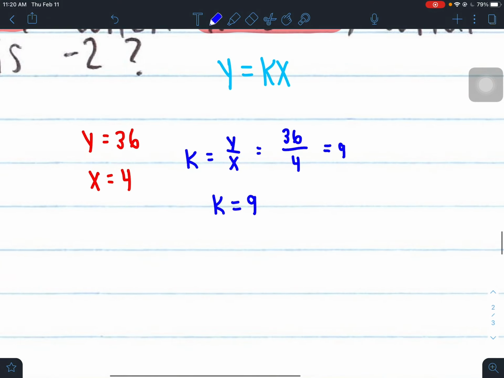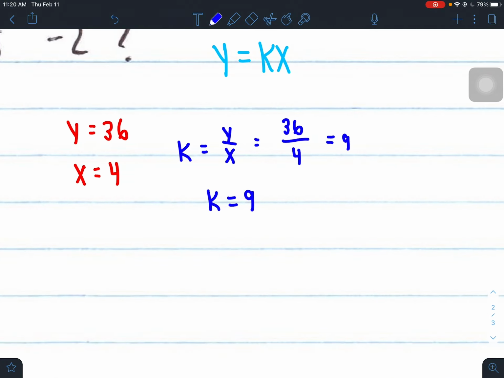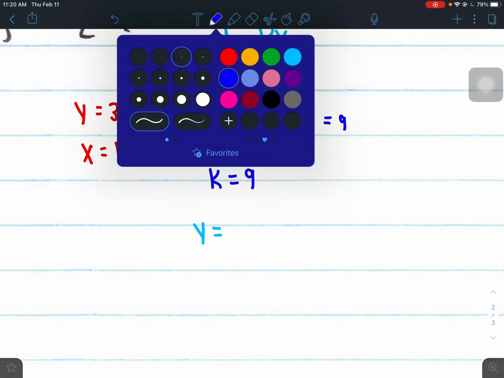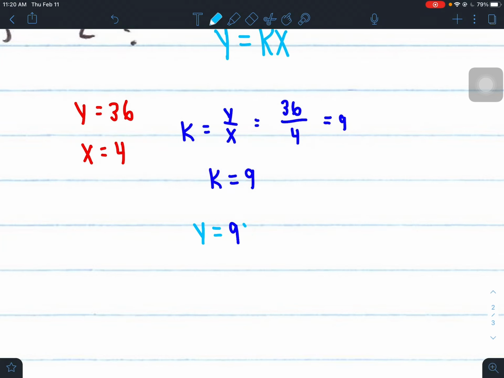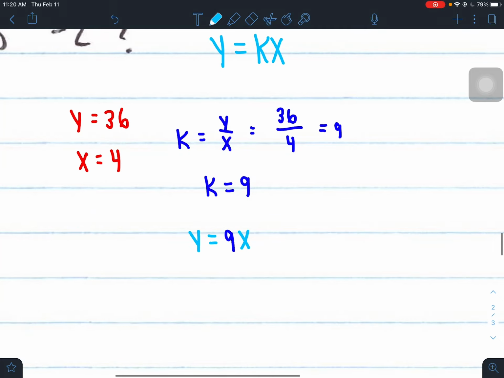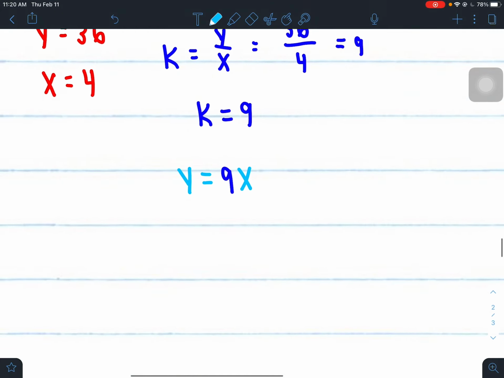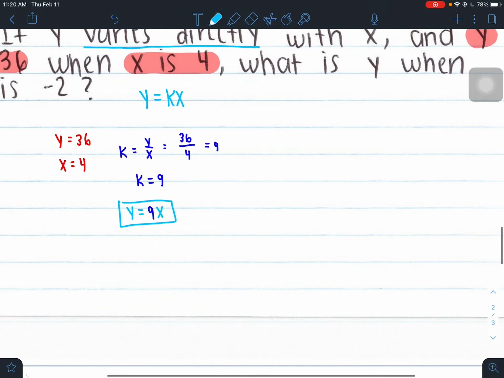So let's go ahead and write what our equation would be. If K equals 9, then what's the equation here? Then your equation is Y equals 9X. Okay? So it's kind of like solving for slope. Once you know the slope, you kind of plug the slope in. So we solved for K, and we're plugging it into this K here. This is kind of weird, I know. All right, this is your equation, but it's not your answer.